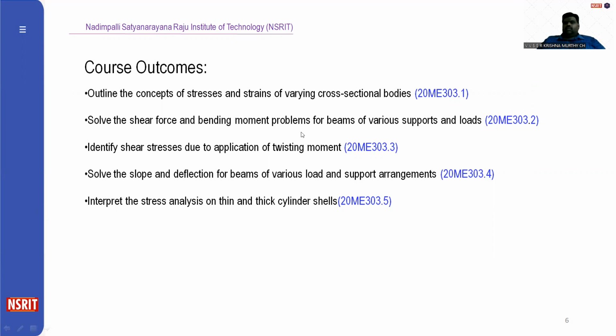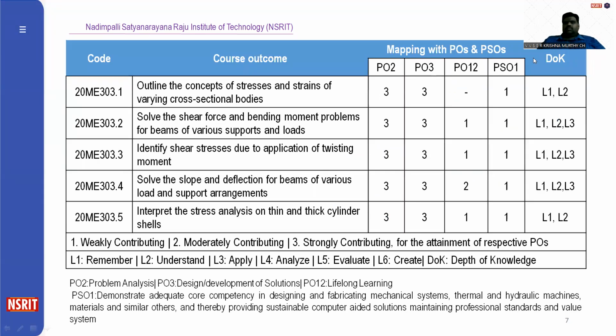So these are the 5 outcomes, and now I'll map these outcomes with our POs. The POs are given by the NBA, National Board of Accreditation. Out of 12 POs, we have mapped our course with 3 POs: PO2, PO3, and PO12. PO2 is problem analysis, PO3 is design and development of solutions, and PO12 is lifelong learning.